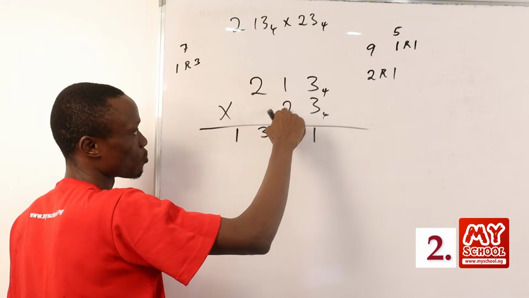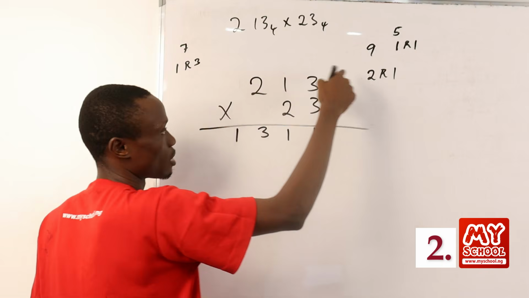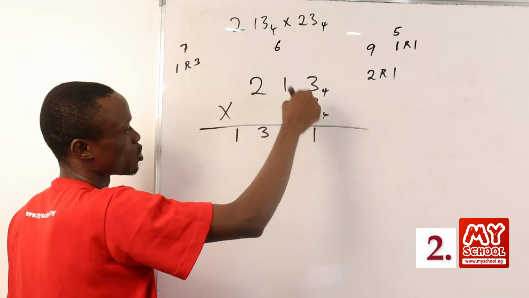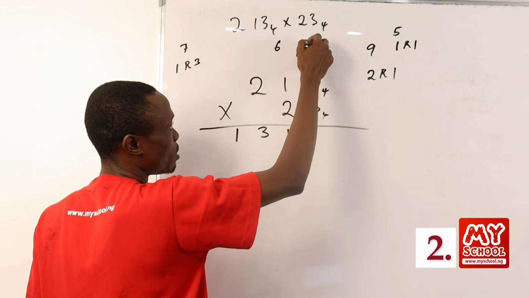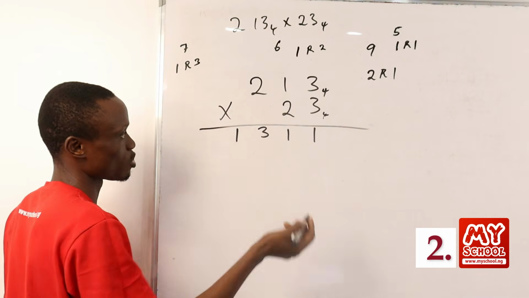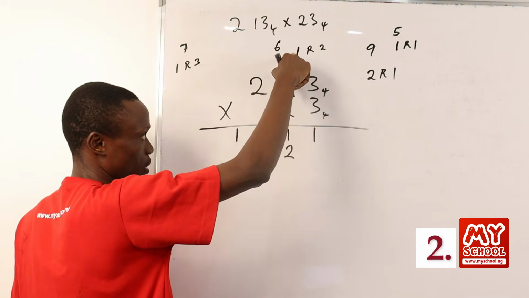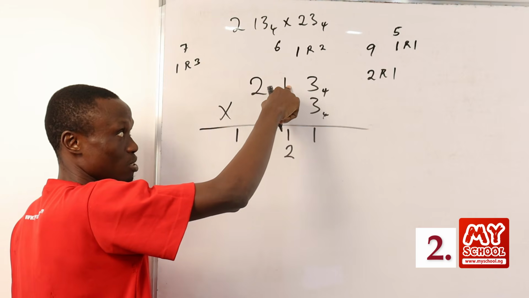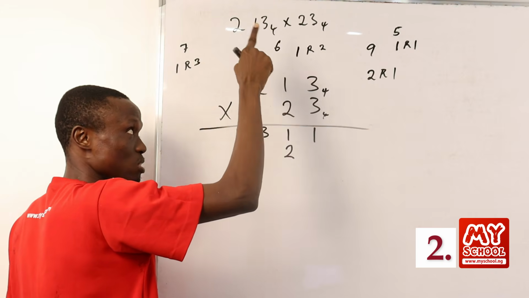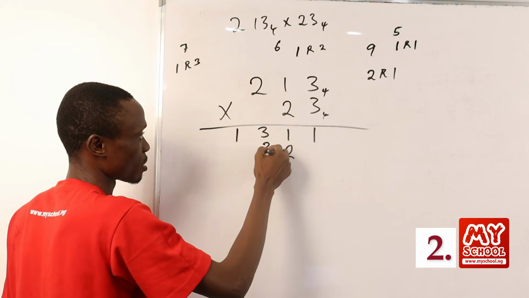Then you move to the next number, which is 2. So 2 times 3, that will be 6. So how many 4 is in 6? Is 1, remainder 2. Isn't it? So you write down your 2 here and you carry the 1. Then 2 times 1 is 2, plus that 1 is 3. So you can write that down as 3 because it's less than 4.